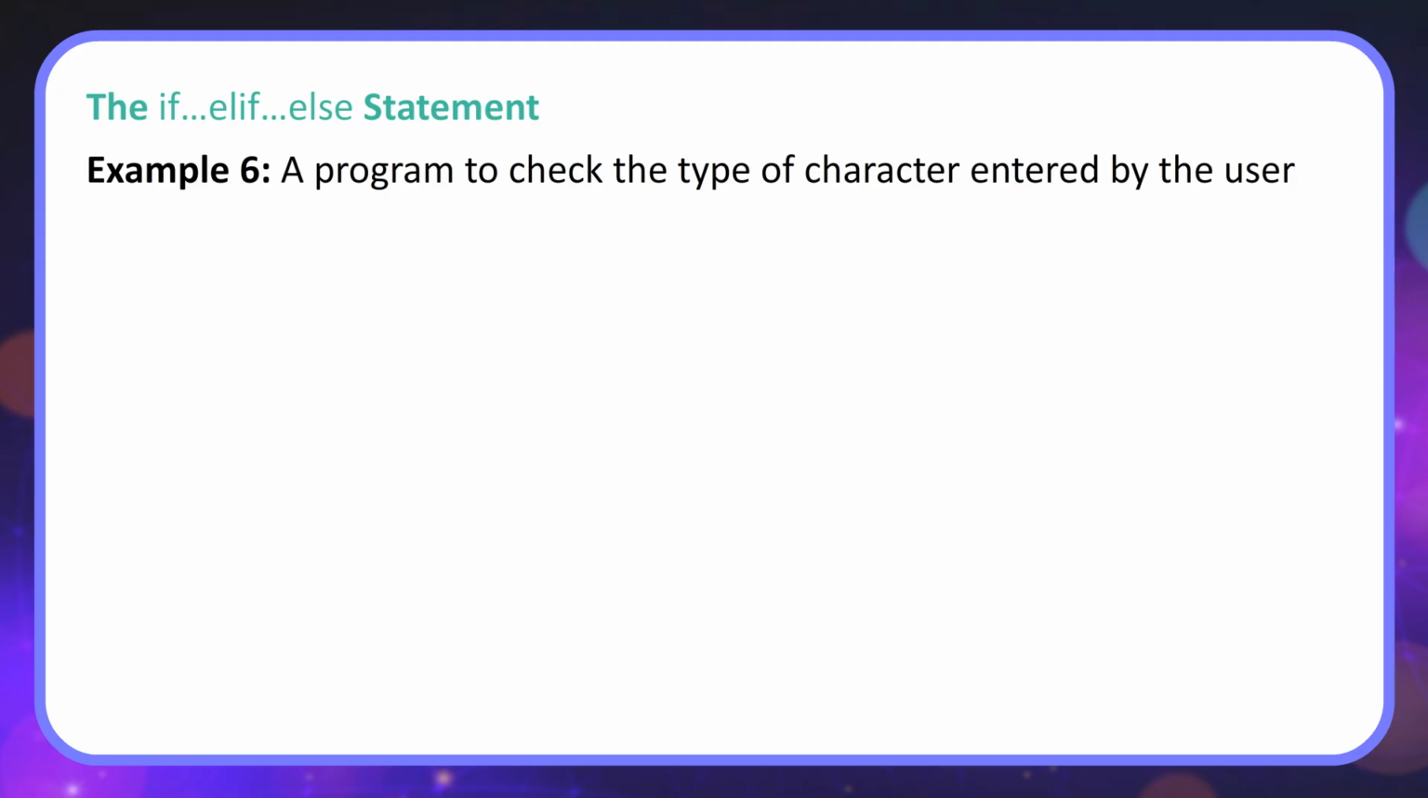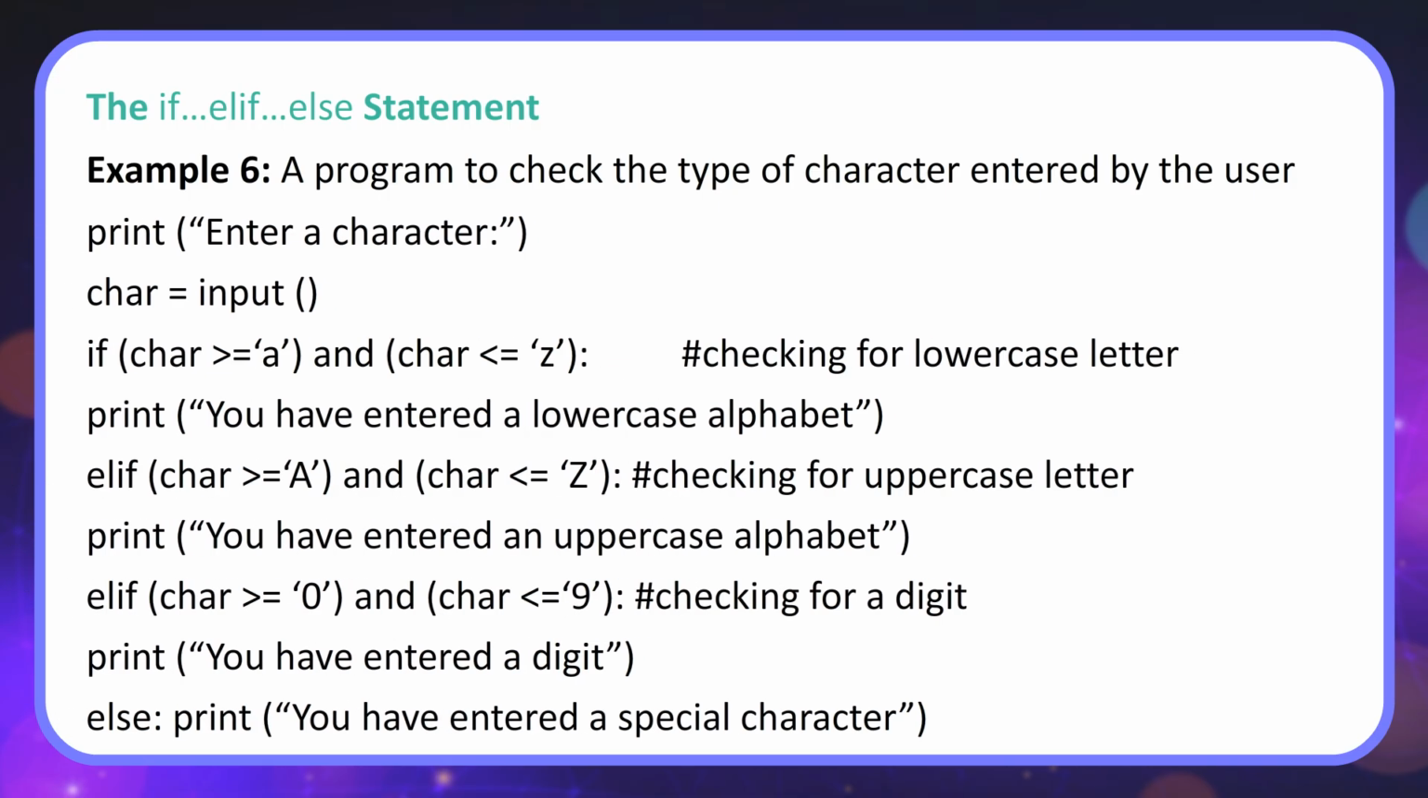Example 6: A program to check the type of character entered by the user. print("Enter a character"); char = input(). If char >= 'a' and char <= 'z': # checking for lowercase letter. print("You have entered a lowercase alphabet"). Elif char >= 'A' and char <= 'Z': # checking for uppercase letter. print("You have entered an uppercase alphabet").